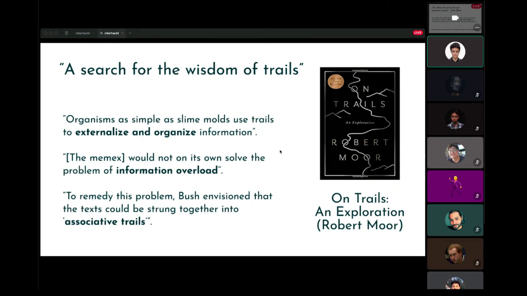The parallel here is from this book, these two quotes: the Memex would not on its own solve the problem of information overload, which is even worse than at the time when Paul Otlet was trying to catalog the world's information. And to remedy this problem, Bush envisioned that the text could be strung together into associative trails. So we come back to this notion again, and that's why I mentioned this book.